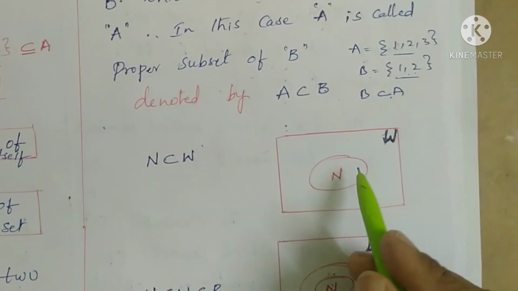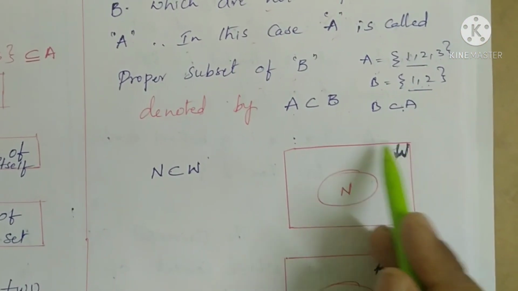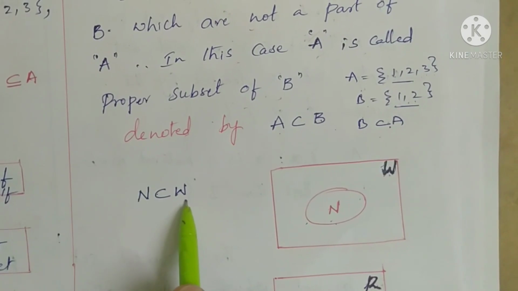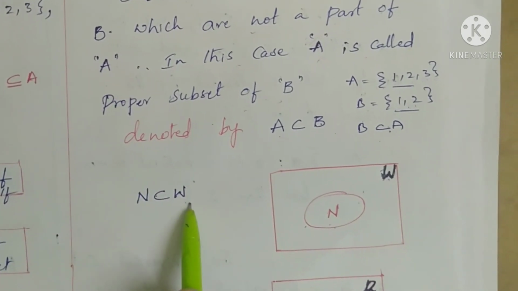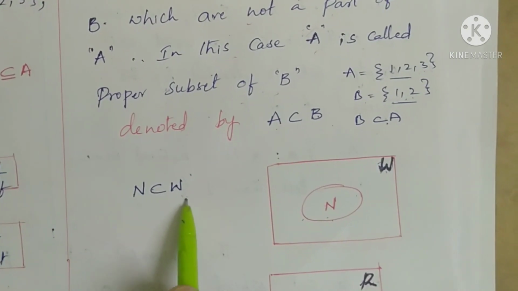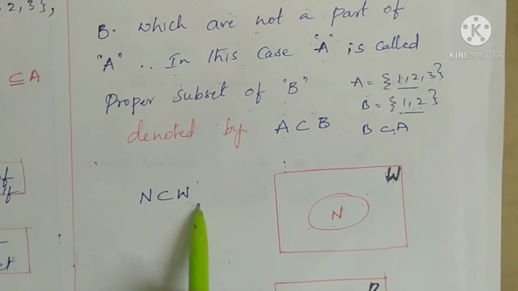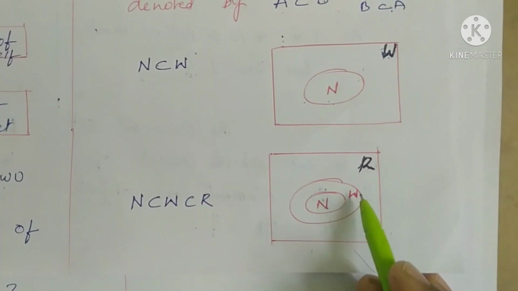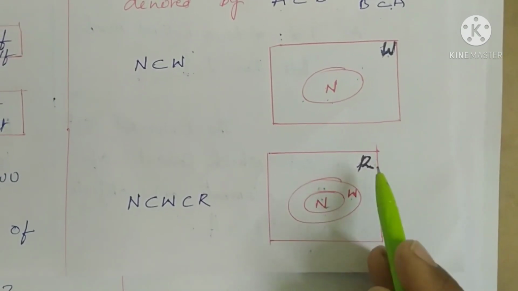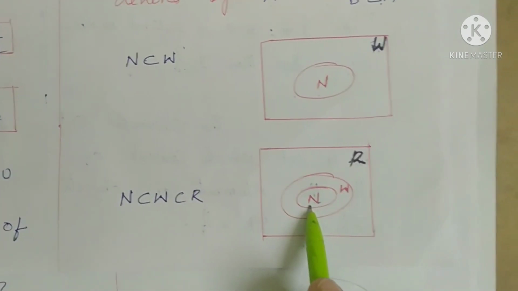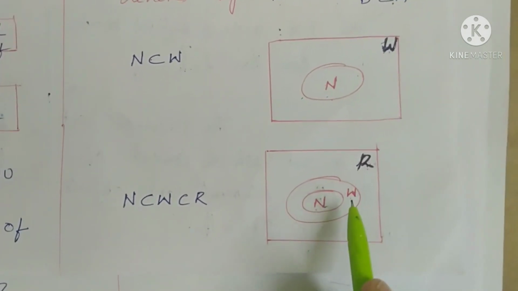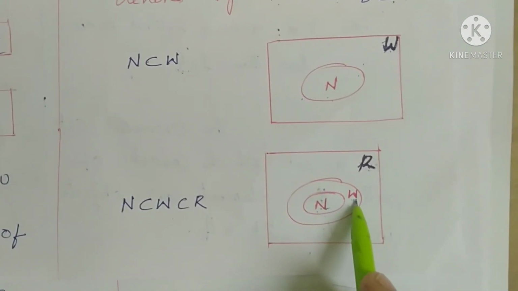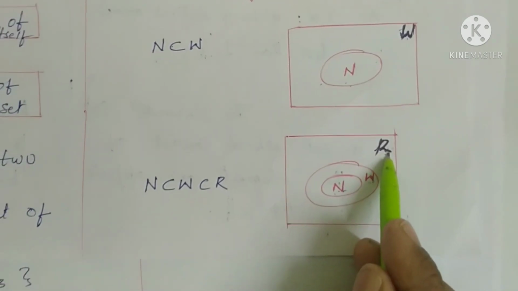Next, here N is the natural numbers, W is the whole numbers, and N is a part of whole numbers, right? So N is a proper subset of W. We can call it N is a subset of W, the whole numbers. N and W are parts of the real numbers. So N is a subset of R, and also W is a subset of R. N is a subset of W, and W is a subset of R.